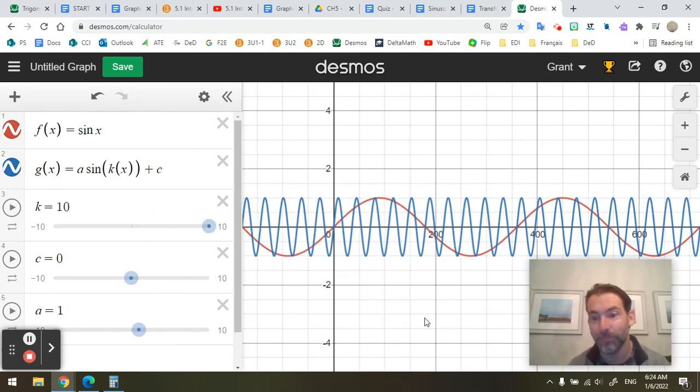Now, what did that change? Amplitude? No. The amplitude is the same. Horizontal axis? No. Phase shift? Actually, it starts at the same point and rises, so the phase shift is the same. The thing it changes is the period.